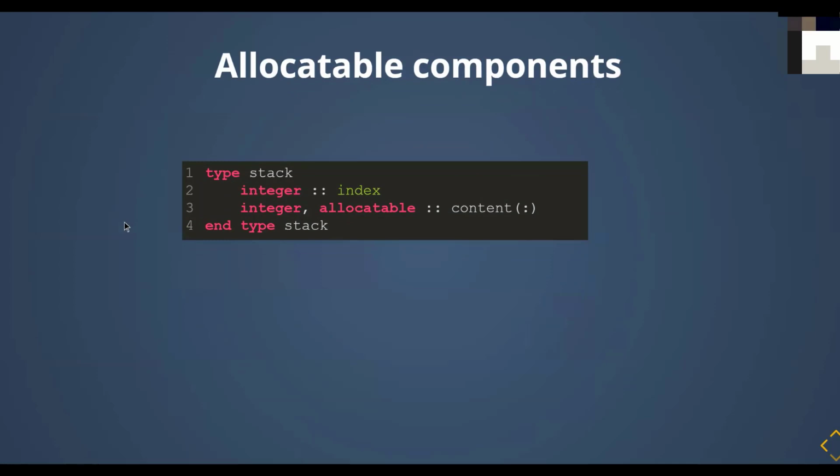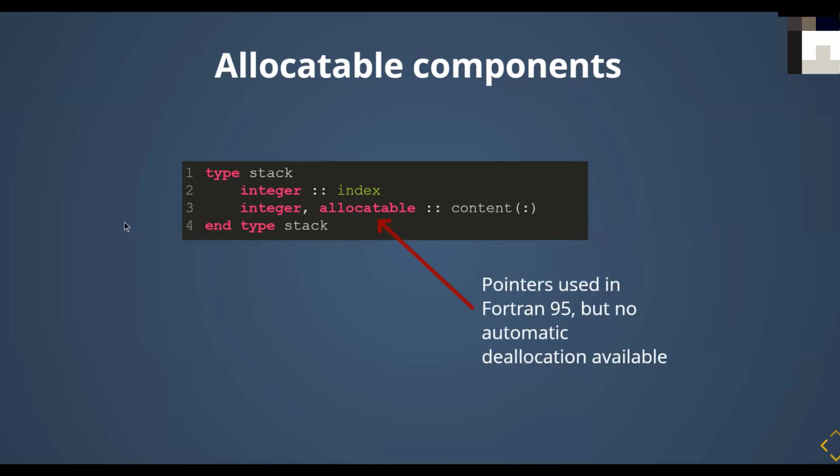Allocatable components. Before Fortran 95, you couldn't do this. In Fortran 95 and older, you couldn't use allocatable in your derived data types. You could have pointers here, but you couldn't have the allocatable statement. This is now available after Fortran 95. So in 2008, you can do this, which is a powerful concept.